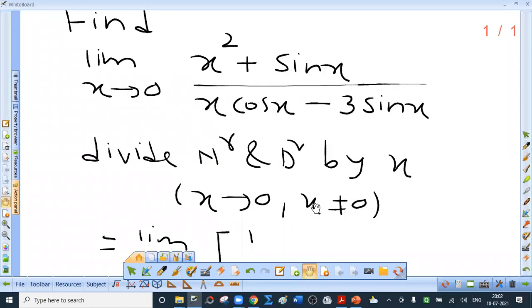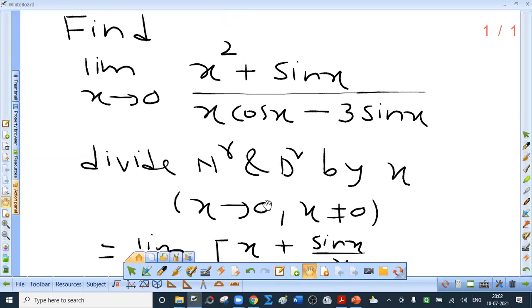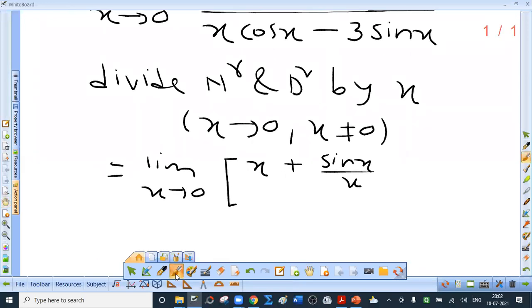And which is the second term? I'm sorry, x square upon x. That is x square, not x. So x square upon x is x, plus sin x upon x. Yes, sin x upon x. What about the denominator? x cos x upon x is cos x, minus 3 sin x upon x.